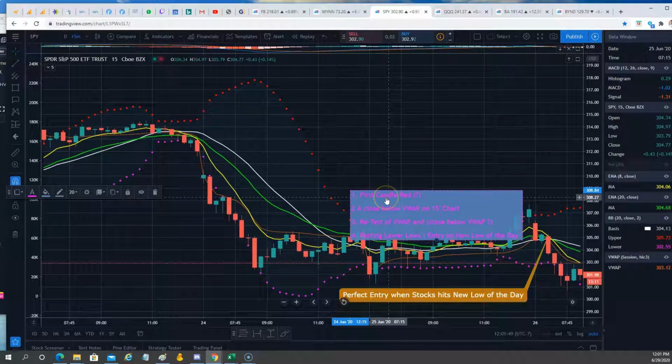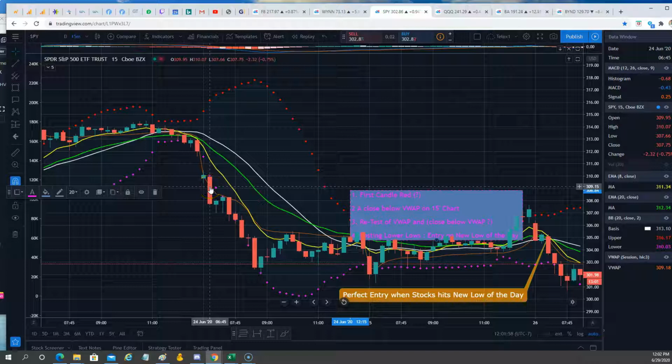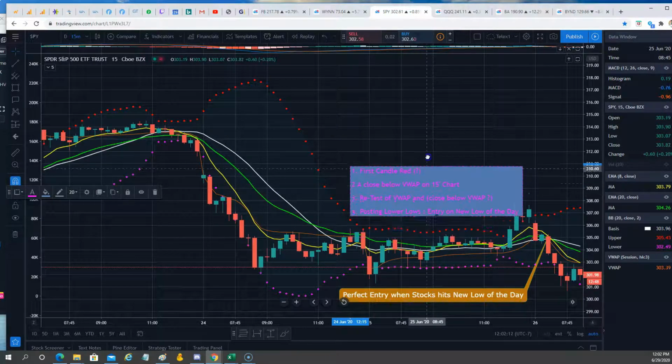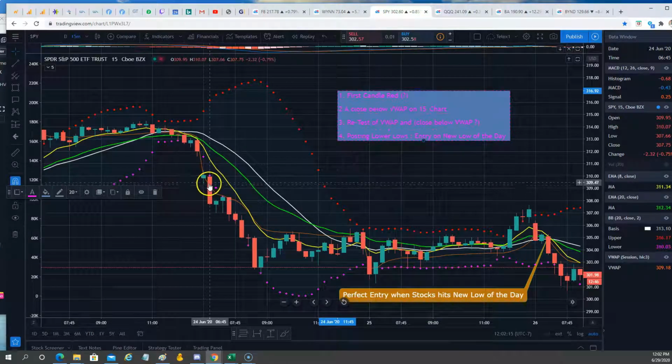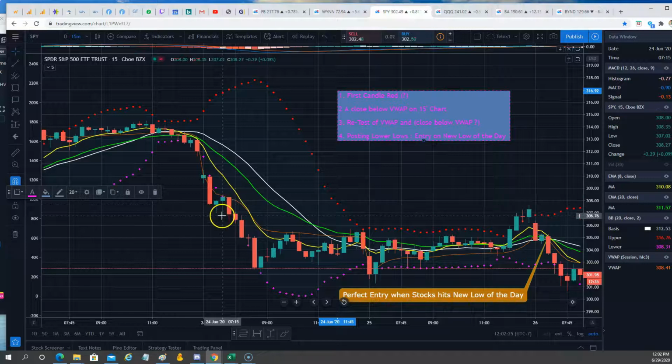All right. And a close below VWAP on the 15-minute chart. Okay, actually this happened somewhere here because VWAP at some point here goes to 309.08. As for us, at some point during this 15-minute, that becomes true. Did we retest VWAP? Not really, we did not. But are we posting a new low of the day? Yes, we are. So a confident entry here. If you waited for it to come back, that's fine too, because you get your retest and rejection. Retest of VWAP and close below, meaning that's a rejection, kind of, right?